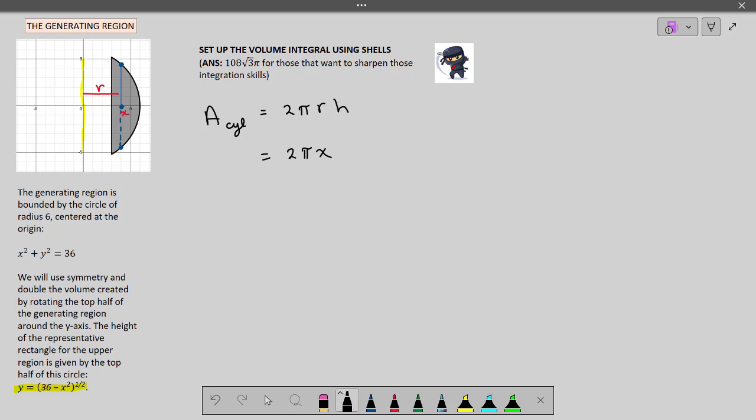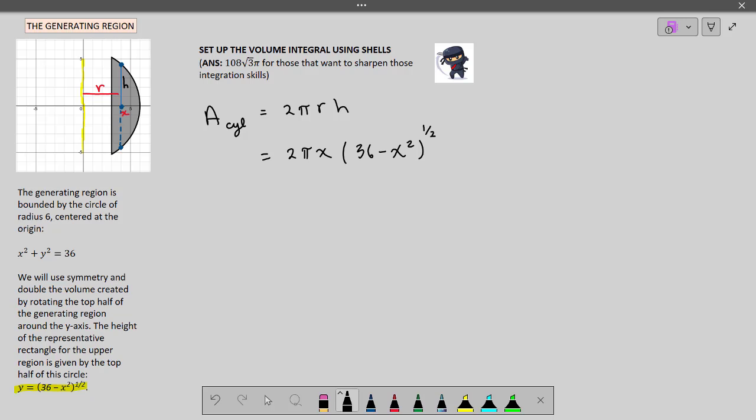Now the height of the element, so we're going to focus just on this piece up here in quadrant 1. The height is given by the function. So the height of the element is the function. So our function is 36 minus x squared, square rooted. So there's the area of the cylinder at x. And again, this is just going to be the upper half of the napkin ring right now.